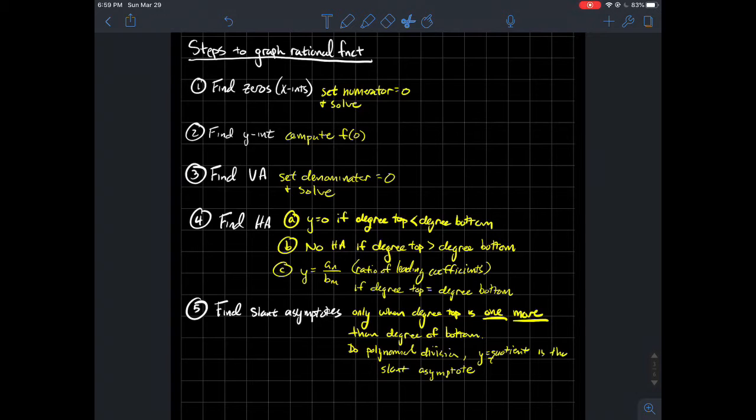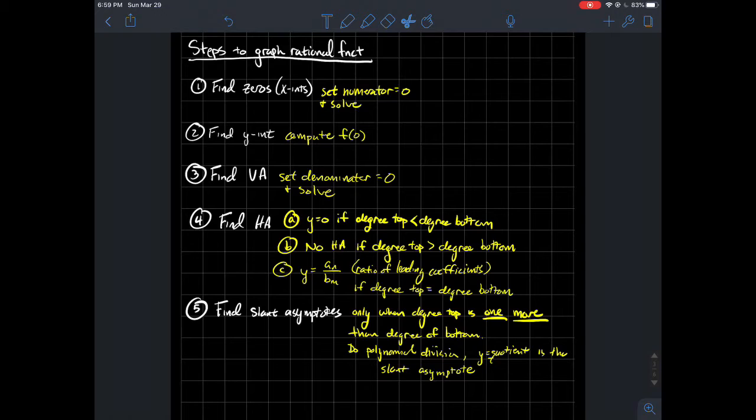Hey, this is a short video that will list some of the steps to help you graph a rational function. So remember, rational functions were fractions of polynomials. And there's 5 good things that you should try to do in order to plot the graph. So maybe the first thing, find the zeros. Remember, those are the X-intercepts. The second thing, find the Y-intercept.